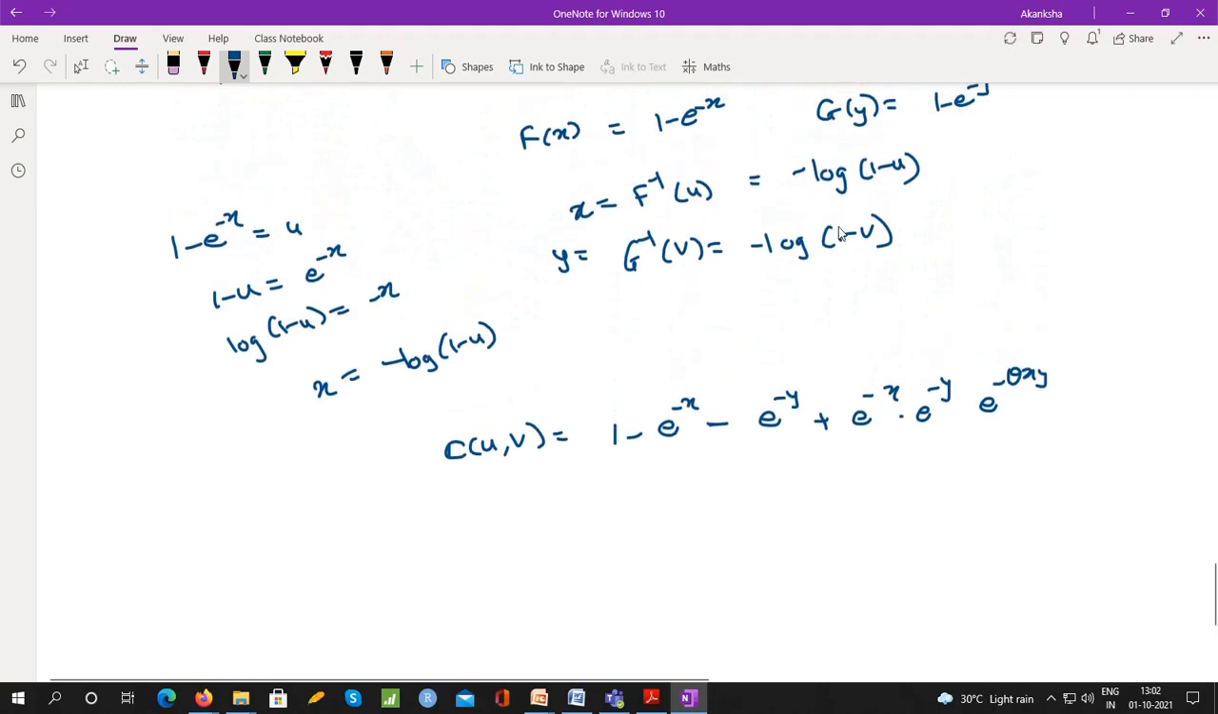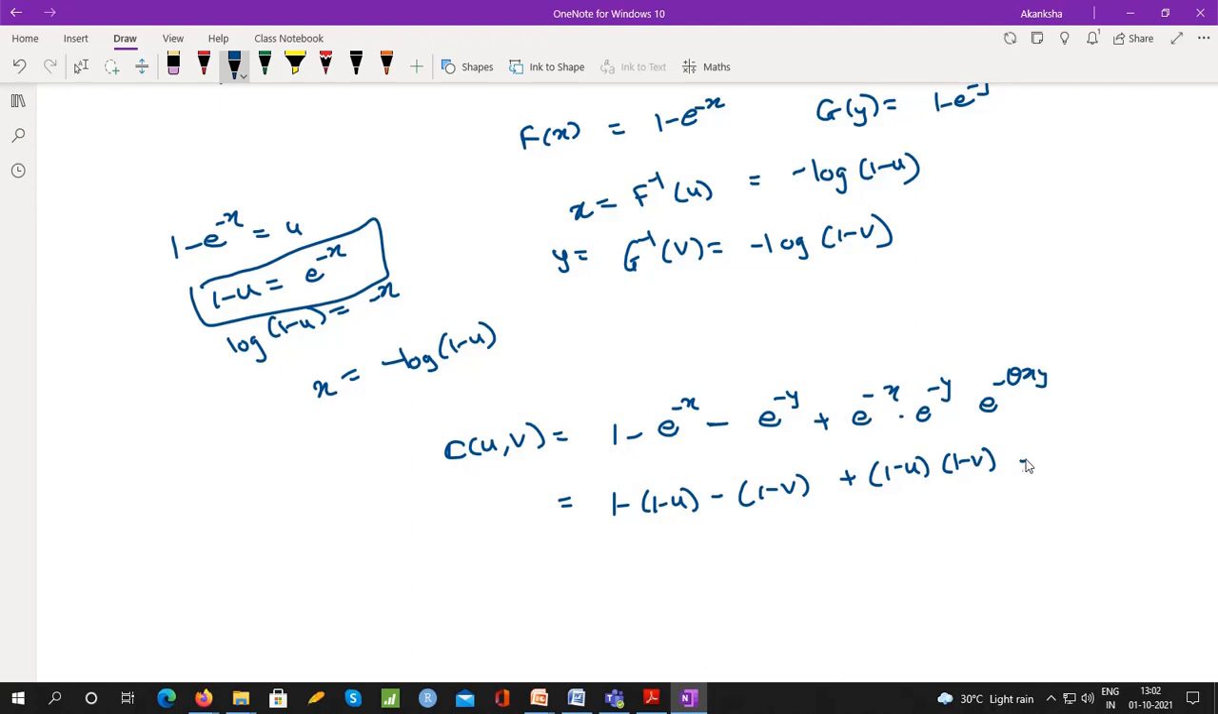And now for x and y we will substitute these things. So e raised to minus x would actually be 1 minus u, correct? So I have 1 minus u. e raised to minus y would be 1 minus v, so this is 1 minus u, 1 minus v, and this is e raised to minus theta. x into y would be log of 1 minus u into log of 1 minus v. Minus minus will become plus. By the way, whenever I write log, I mean natural log.